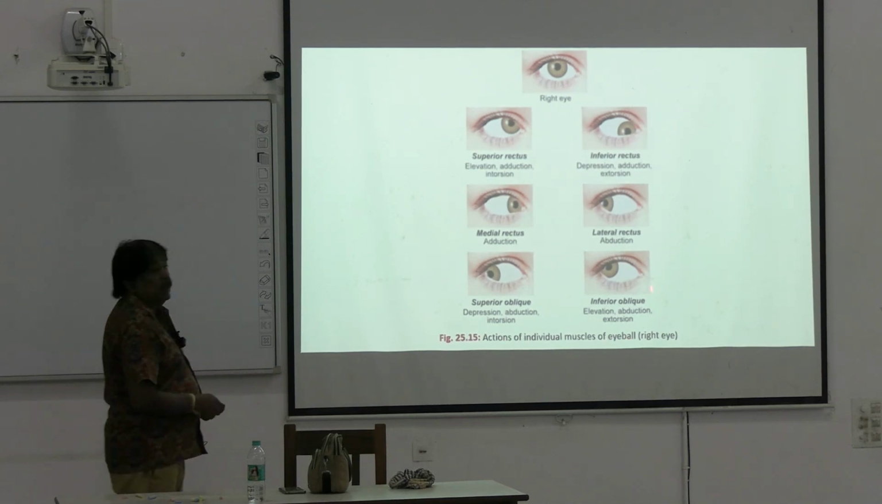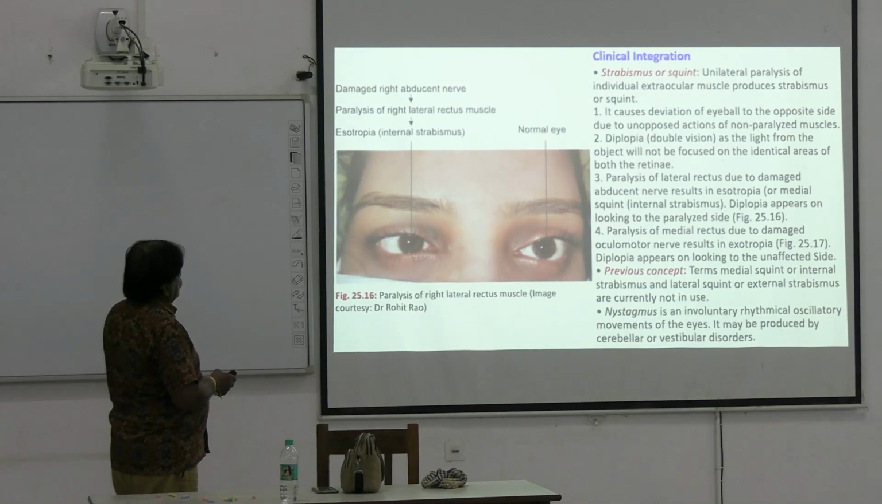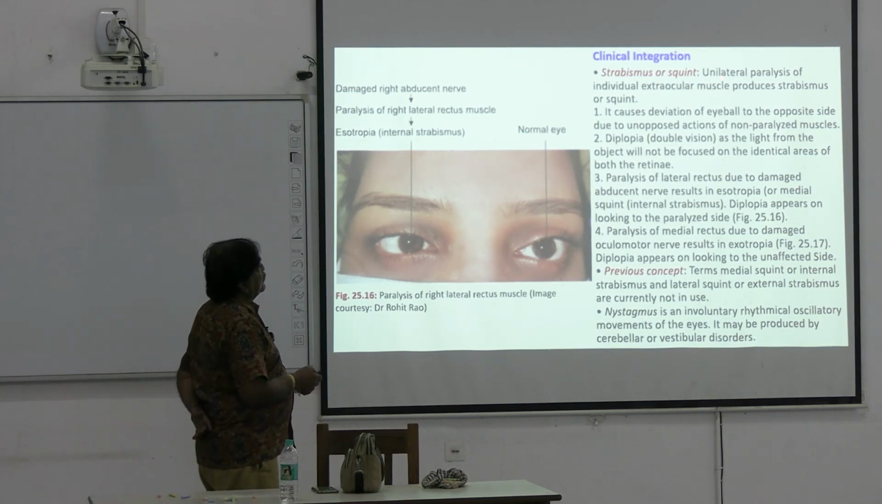This is the right eyeball. You can see paralysis of the right lateral rectus muscle. Now, a damaged right abducent nerve causes paralysis of the right lateral rectus and esotropia, internal strabismus, and this is the normal eye. Now, strabismus or squint.